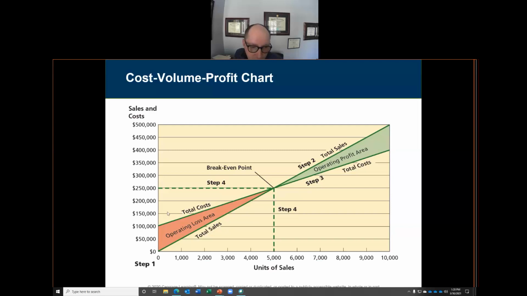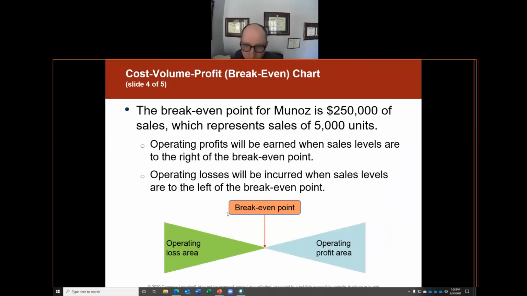Now, if we take a look at this chart, I need to sell $250,000 or 5,000 units to break even. Anything over that is a profit. Anything under that is a loss. Basically helps you to read the chart.